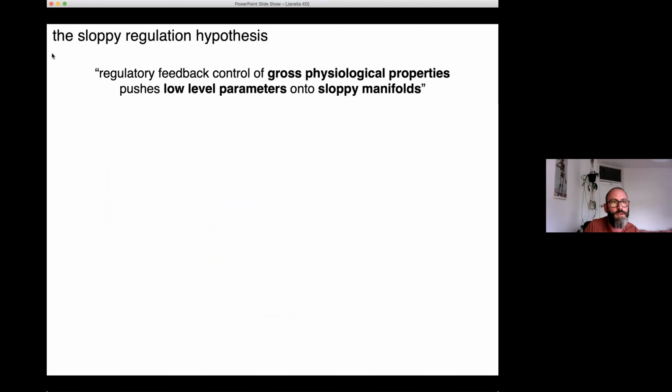This motivates something I nicknamed the sloppy regulation hypothesis, which is that if you bring regulatory feedback control into the picture, that regulatory feedback control of gross physiological properties pushes low-level parameters onto sloppy manifolds. What do I mean by that? Take your favorite property of interest. It could be blood glucose, or average calcium in a cell. It's affected by a number of components, genes, effectors, network components, whatever they happen to be. So many combinations of these components can maintain a particular property.